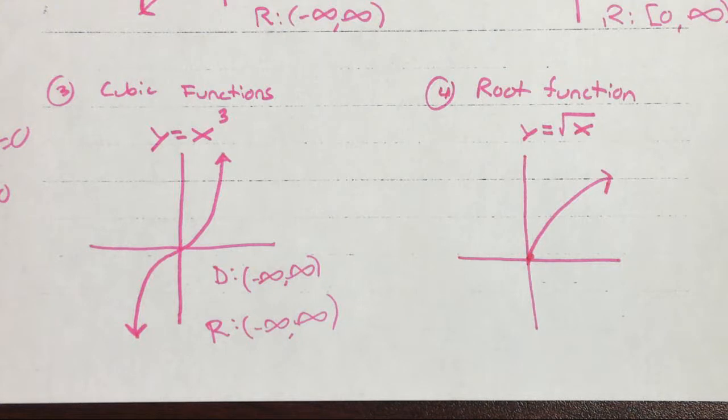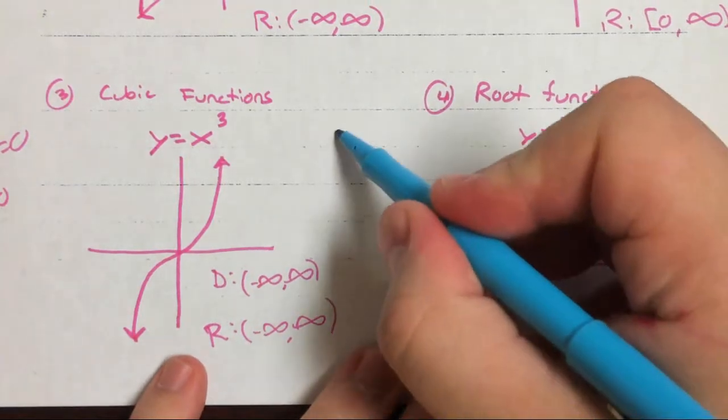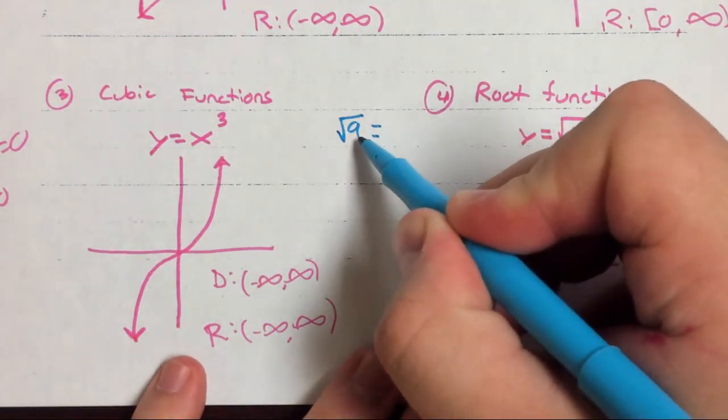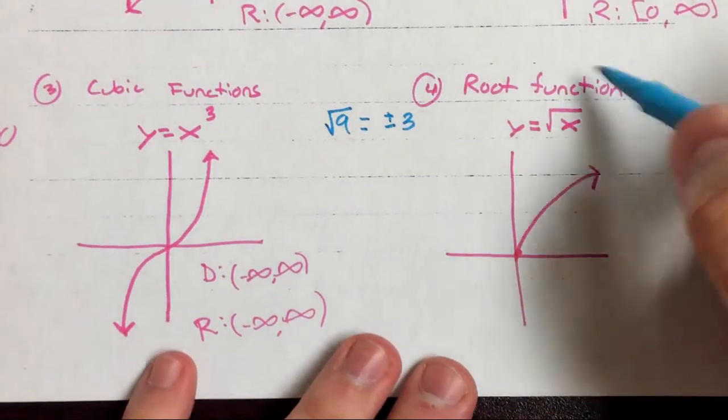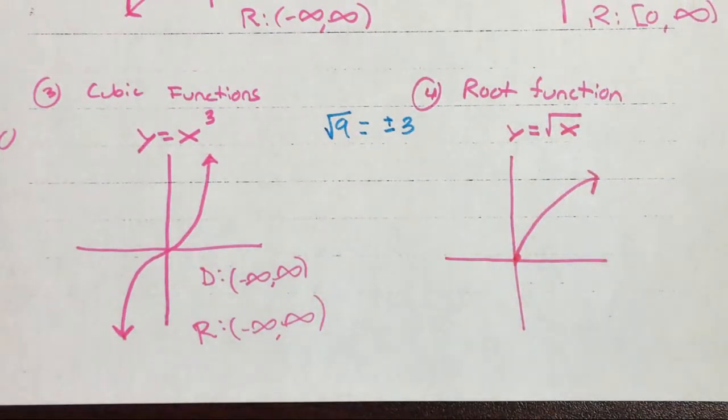Now, with a root function, notice I'm only using the positive y values. I'm not using any negative y values. But when I take a square root of a number, like the square root of 9, that would be plus and minus 3, right? So why do you think with a root function I'm ignoring the negative version of the answer?